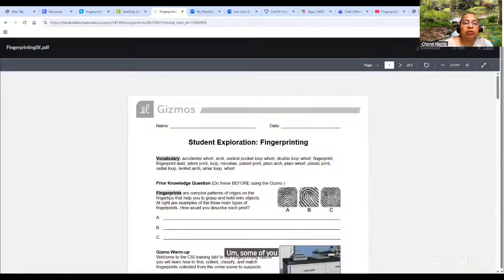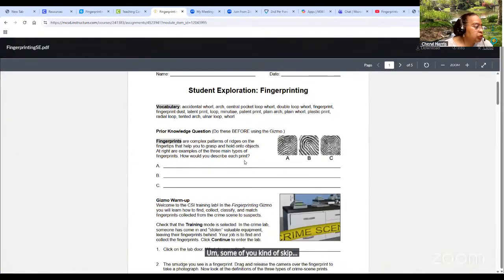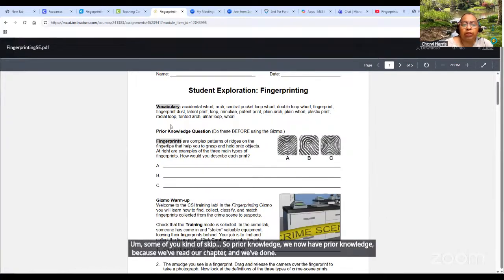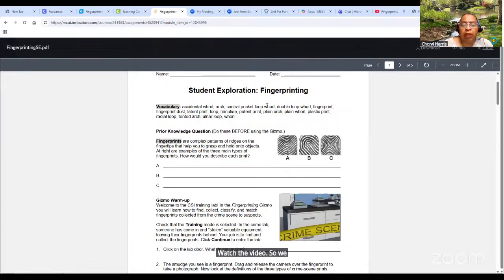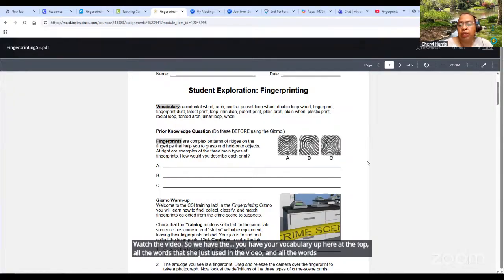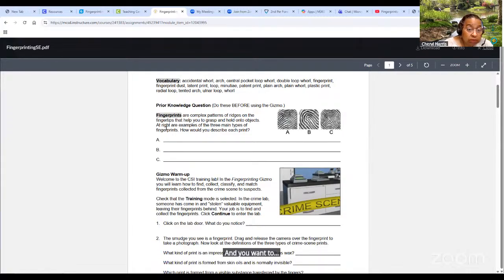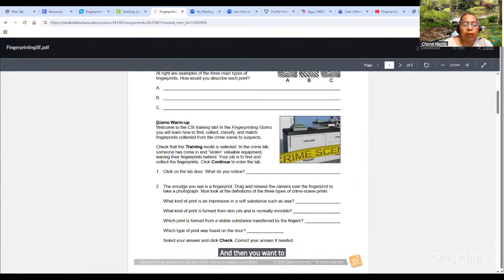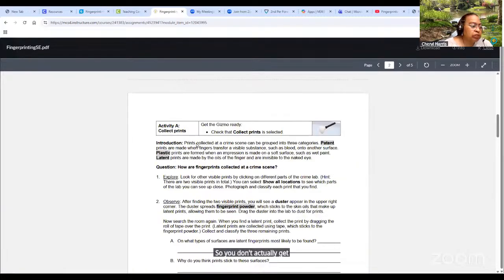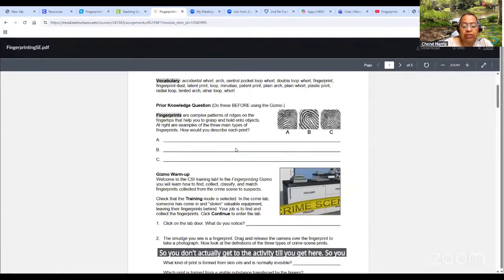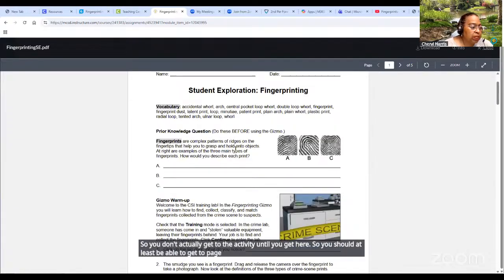Some of you kind of skip. So prior knowledge, we now have prior knowledge because we've read our chapter and we've watched the video. So you have your vocabulary up here at the top, all the words that you just used in the video and all the words you just read in Canvas. And you want to take a guess on A, B, and C. And then you want to do the warm up. So go through and do the warm up. So you don't actually get to the activity till you get here. So you should at least be able to get to page 1 today.